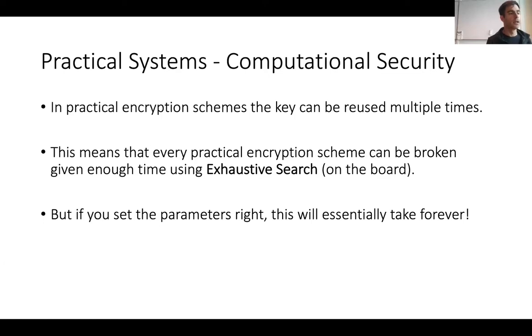The first attack, the most general attack that we can see on any practical encryption scheme, is what is known as exhaustive search. As the slide says here, every practical encryption scheme can be broken given enough time using exhaustive search. The trick will be, how do we set the parameters in such a way that this attack is essentially impossible in practice, or where the attack would take essentially forever. So I'm going to go to the board and do this.